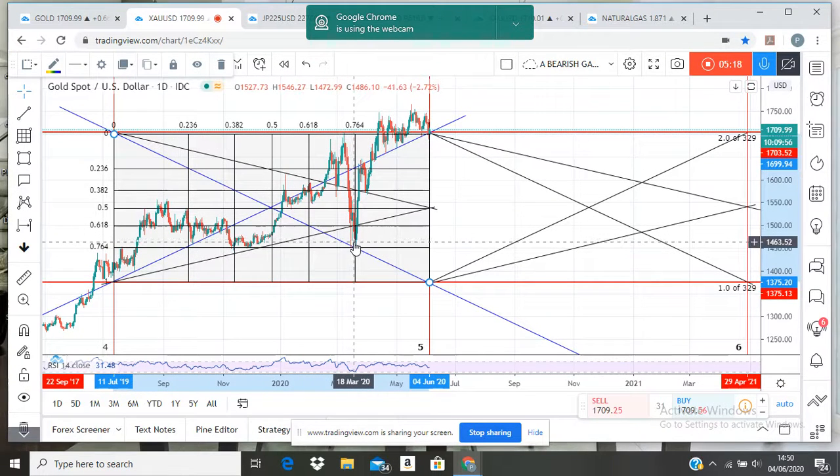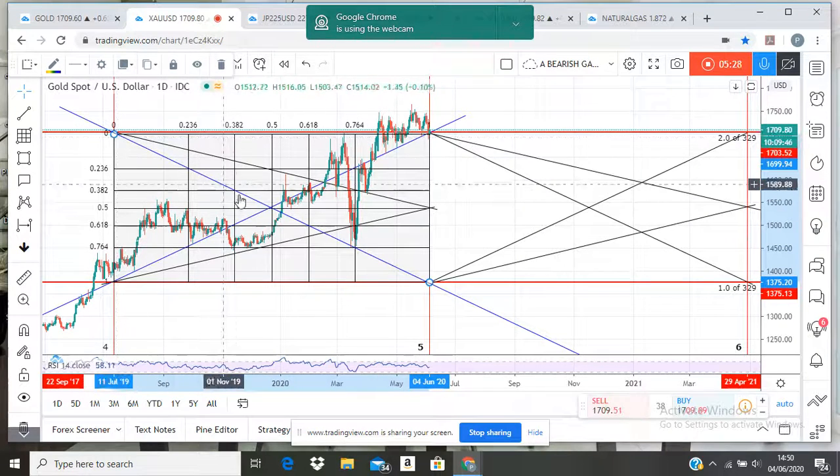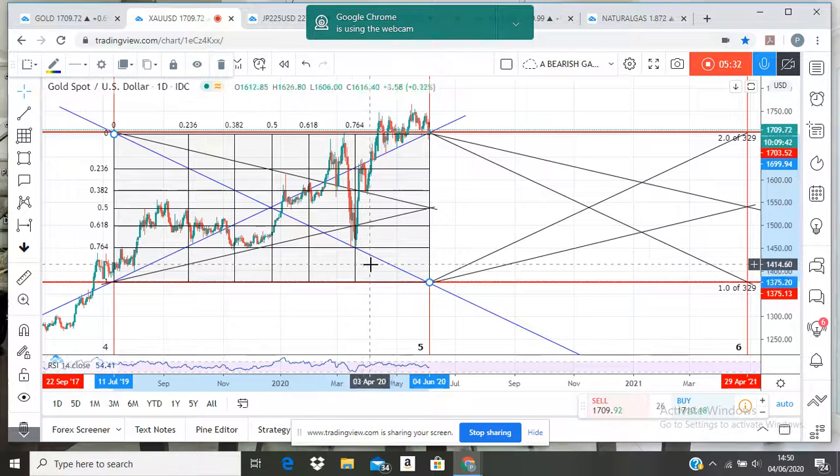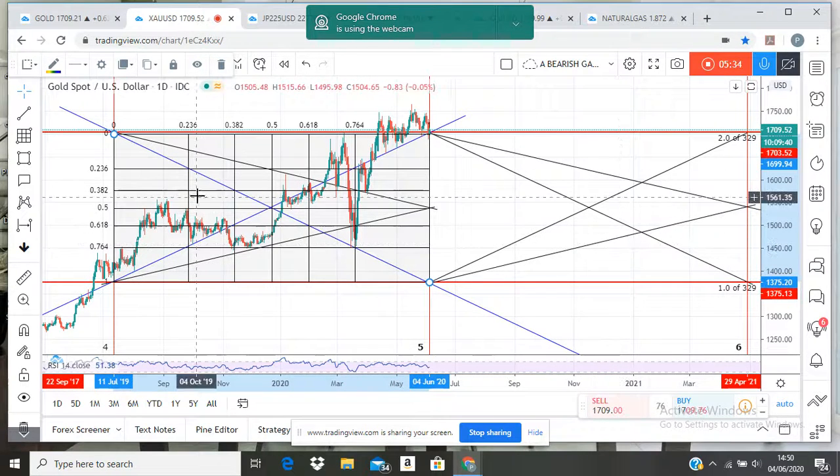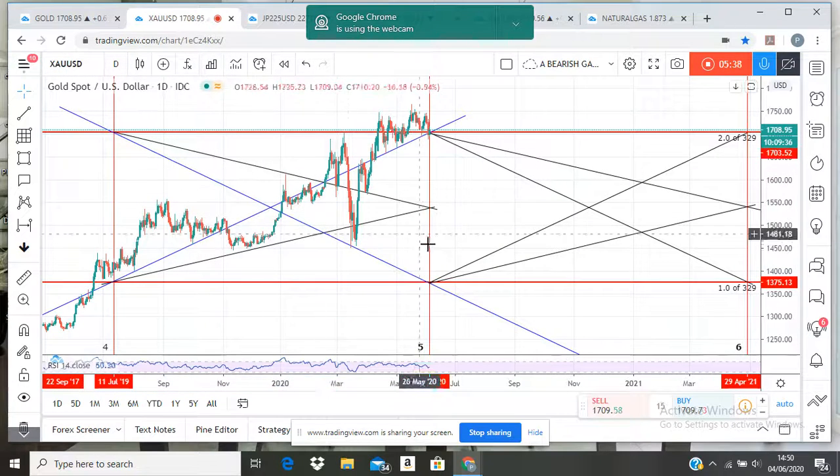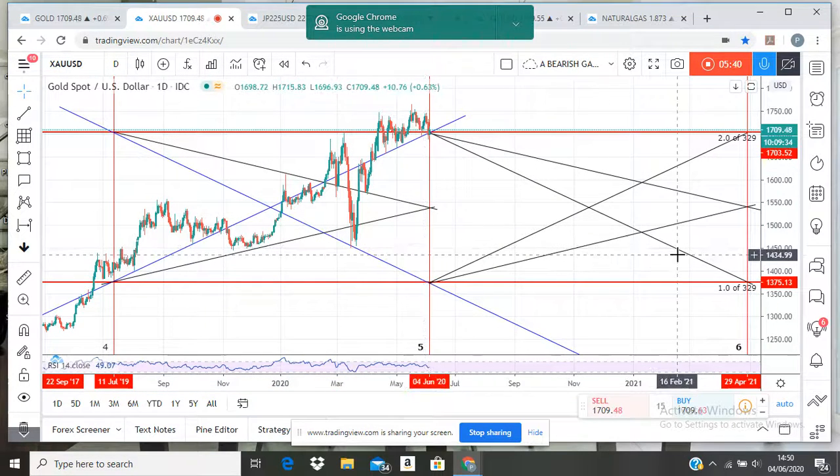Price came down exactly to the 0.764 level, also on 0.764 time of the square, and it found support on this one by one angle. Okay, so the same thing can be done here. The same thing can be done in this square. We can draw the gun box also for this square, and then we find the divisions of the square.